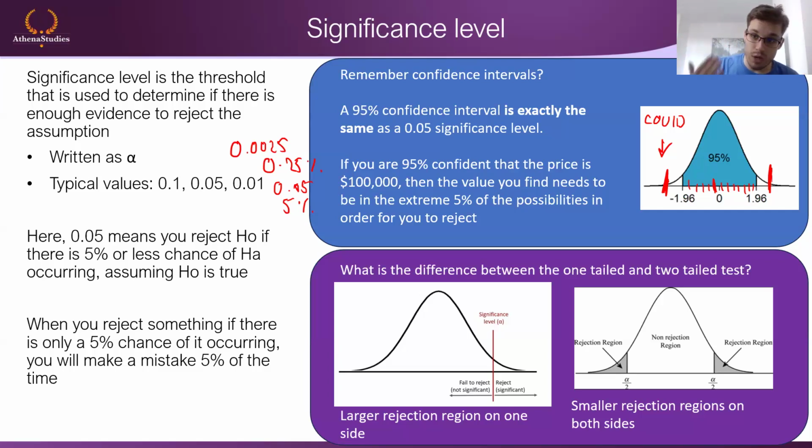Now, when we do one-tail tests, we say, okay, put everything on the left-hand or the right-hand side. So I want to test for a 5% chance of extreme high outliers or a 5% chance of extreme low outliers. Okay. So that's the idea that we're trying to achieve here. You can see here, a larger rejection region on one side when we do one-tail tests and smaller rejection regions on both sides when we do two-tail tests. Okay.